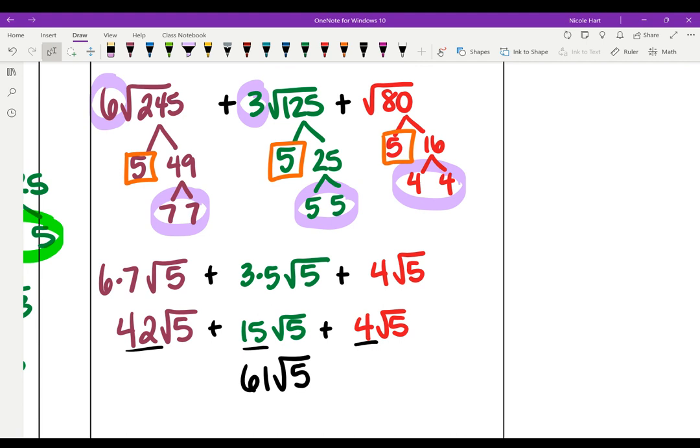So if you ever need to pause, if I'm talking too slow, pause, copy it down, come back to it.